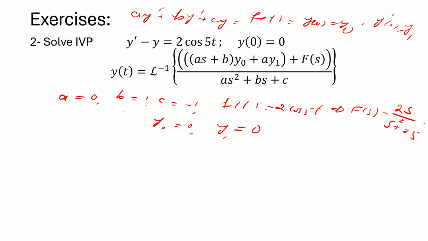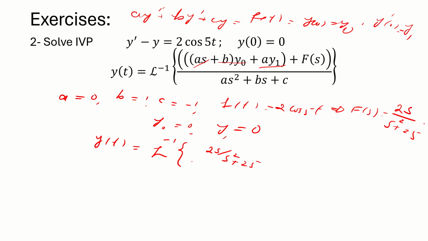So putting all these values in this formula, we get what? y of t, that is Laplace inverse of, we are replacing a with 0, so this is gone, b with 1, but y0 is 0, so this complete term is gone. Whereas a again 0, so this is also gone. y1 is also not there, so this is gone. So it means we are only left with f of s, which is 2s divided by s square plus 25.